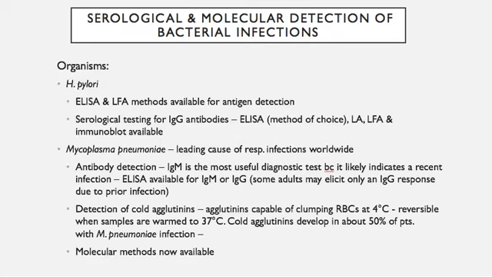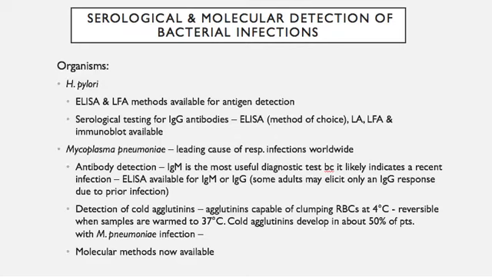Detection of cold agglutinins. These are agglutinins capable of clumping red cells at 4 degrees Celsius, and that reaction is reversible when samples are warmed to 37 degrees Celsius. Cold agglutinins develop in about 50% of patients with Mycoplasma pneumoniae infections. This methodology is not very sensitive or specific, so it's not really recommended as much anymore because it can also be seen in other conditions as well.